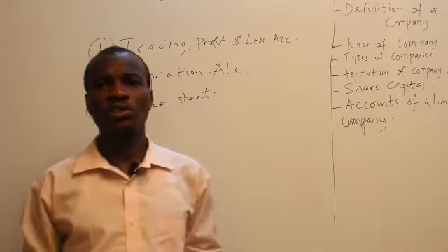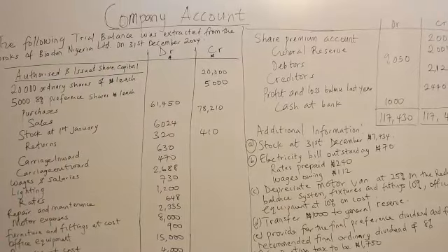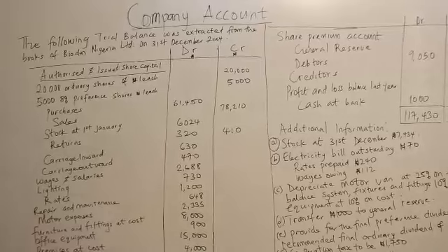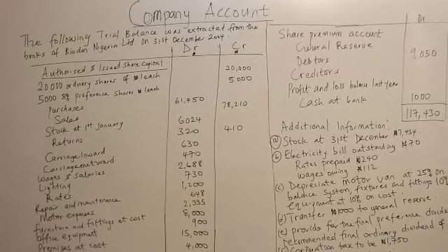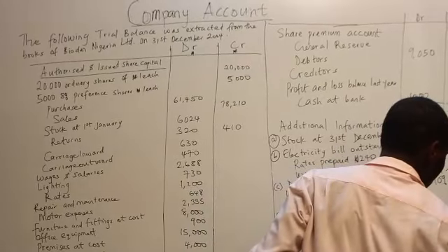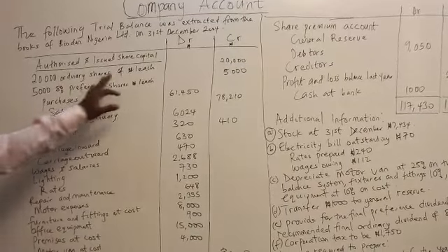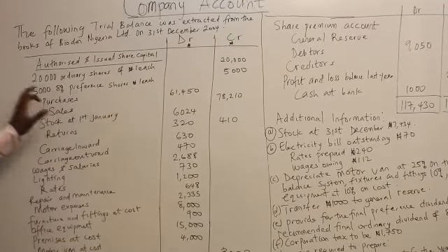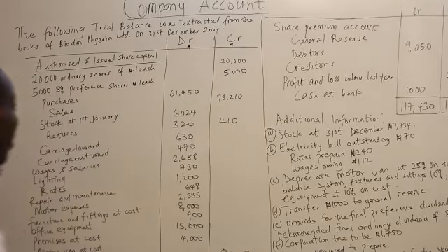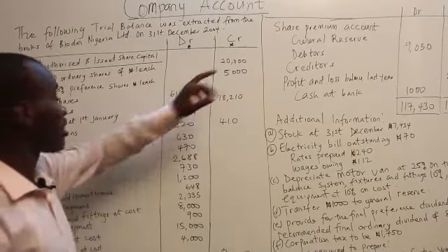So let's take an illustration on the topic. We have an example now, an illustration. The following trial balance was extracted from the books of Biodun Nigeria Limited on 31st December 2004. This is the authorized and issued share capital. We have 20,000 ordinary shares of 1 naira each, which gives us 20,000 naira.